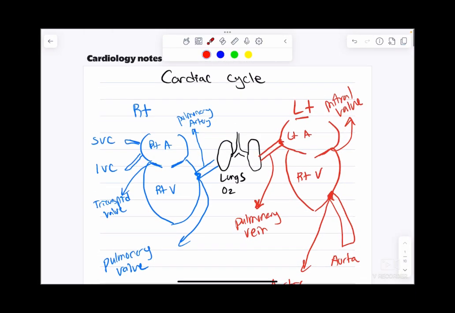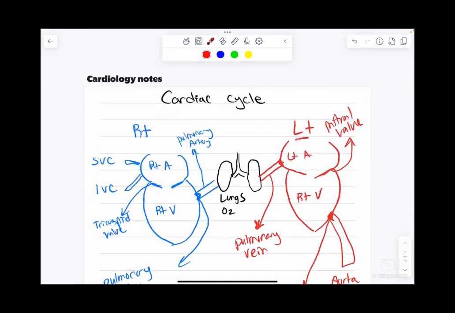I mean the left ventricle. This is supposed to be left ventricle. I accidentally put right. So this is right atrium, right ventricle, left atrium, left ventricle, left side, right side.